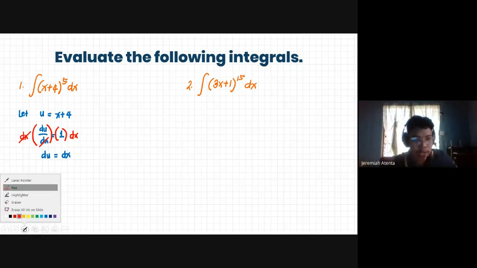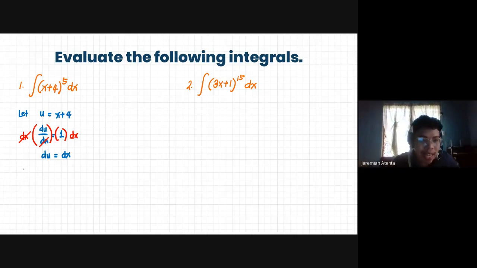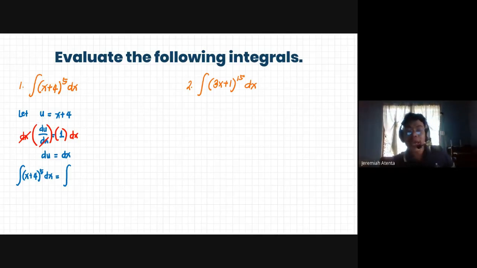From the integral of x plus 4 raised to the power of 5 dx, this will now be equal to the integral of, take note, x plus 4 became u. We already substituted u for x plus 4. So from x plus 4, that becomes u. So we have u, to the power of 5. Then dx is now equal to du. So we have du.